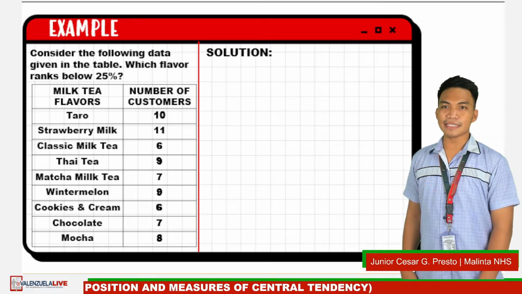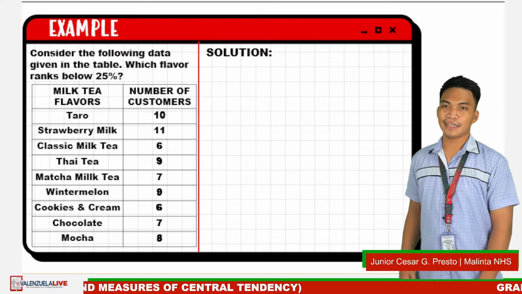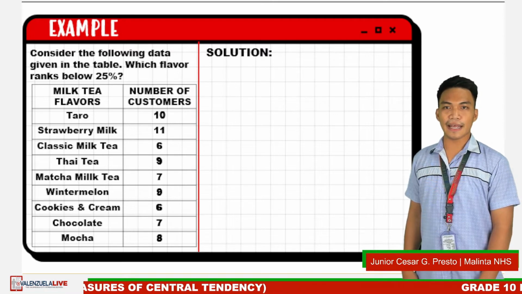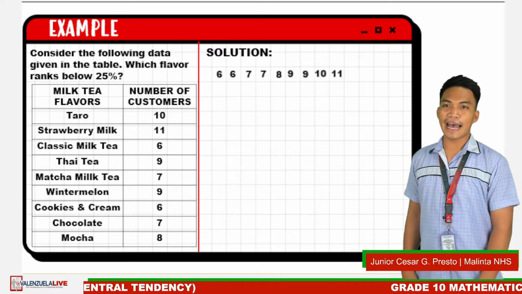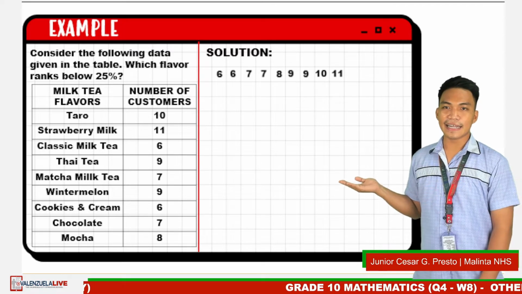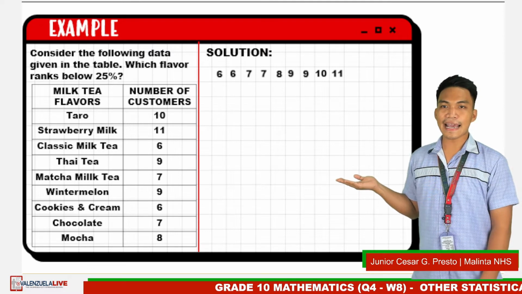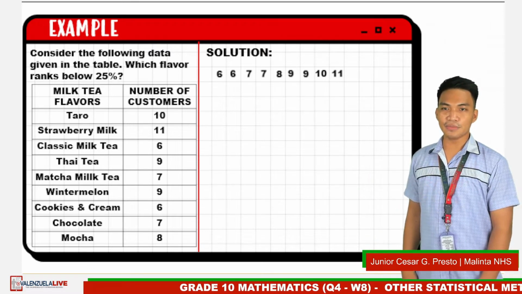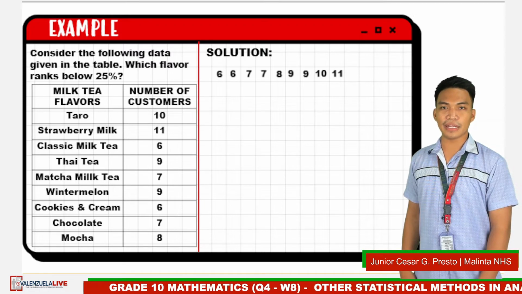First, we must arrange the following data in increasing order. What must be the order of the data? Nice. We have 6, 6, 7, 7, 8, 9, 9, 10, and 11. What's next? How do we determine which of these arranged data belong to the 25%?